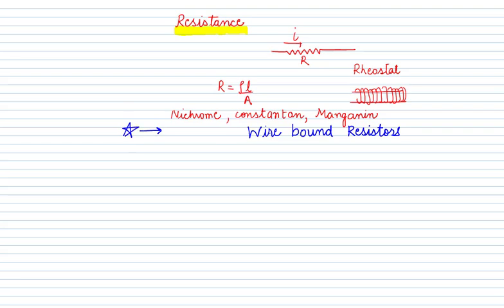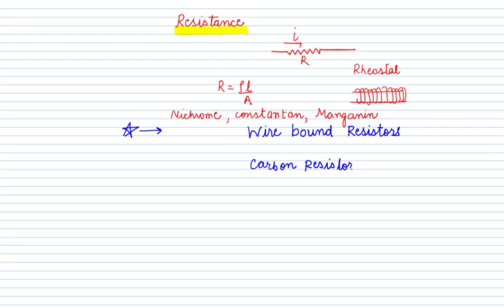So is there an alternative if you do not want to use such long bundles of wires? They are quite bulky. Is there not any option where we can replace all these wire bound resistors with small ones that are easy to use, and we can easily put resistors of the desired value into circuits? Yes, there is an option. Instead of these wire bound resistors, we use what are known as carbon resistors.